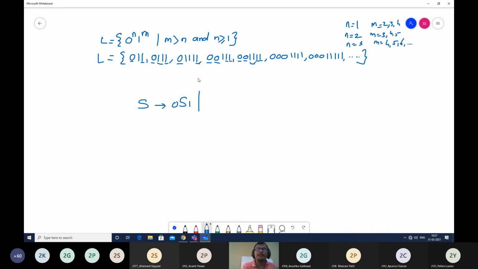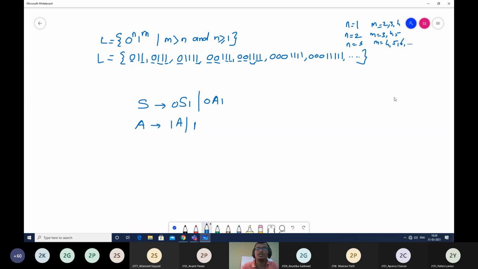So for that one pattern, see what I do. I go to another non-terminal, because I need minimum one 0 in my string, because n is greater than or equal to 1. So minimum one 0 has to be processed. And after I process the minimum one 0, what remains in between is any number of ones; I have more ones in between.